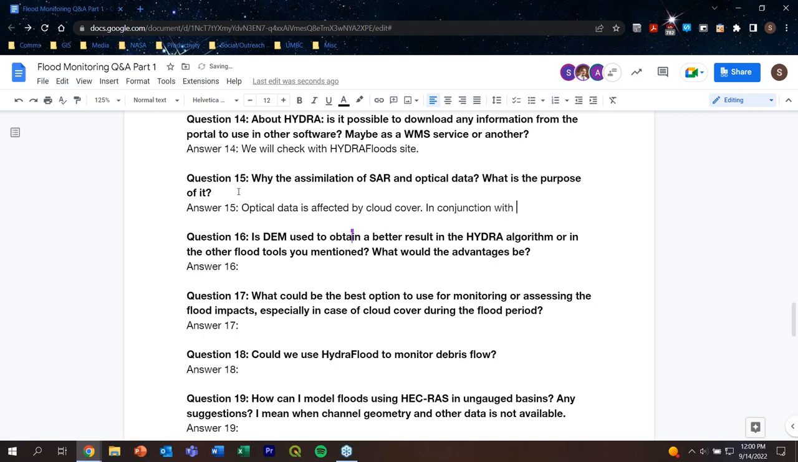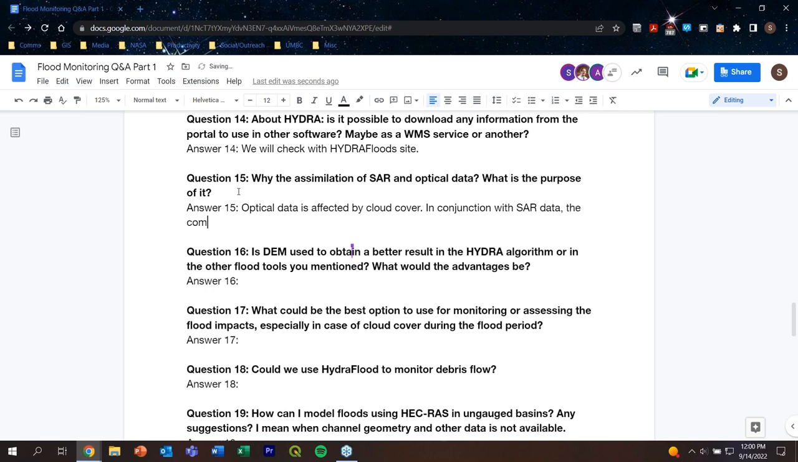So combining both is useful because, first, optical data are available more often sometimes. Also, it has larger coverage, and SAR can then see through clouds. So combining them has strength.